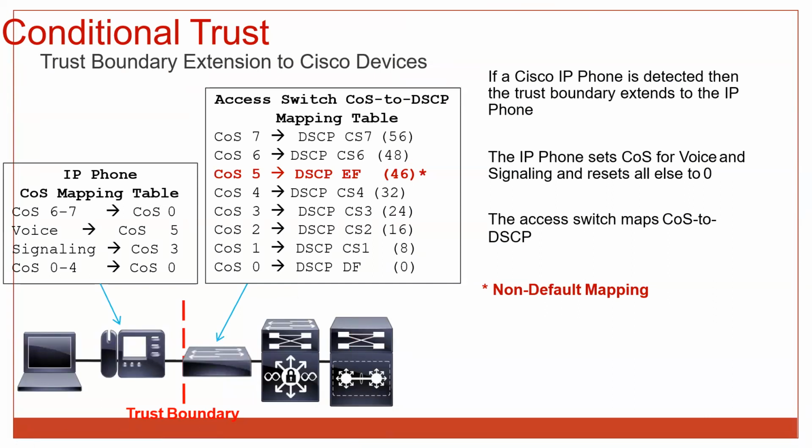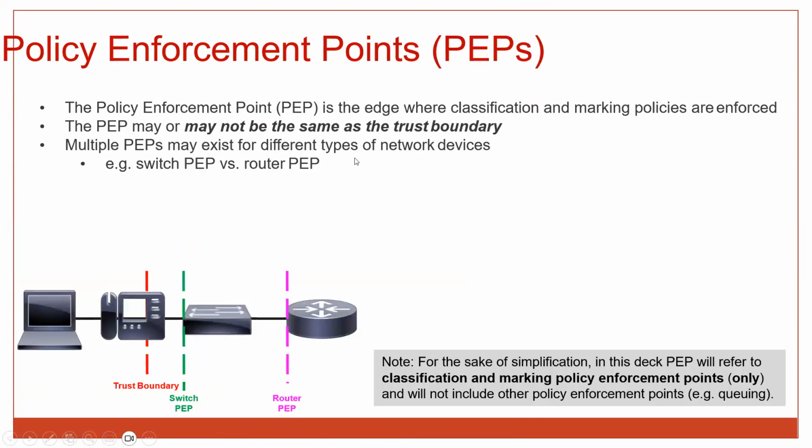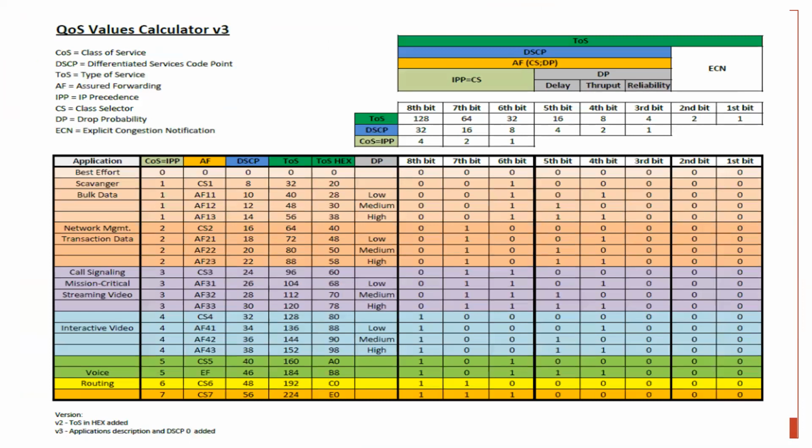Now in the next slide, you can see the trust boundary and the marking, and this table here. It is a little bit difficult to understand. So what we'll do, first of all, we'll understand COS and DSCP, and then we'll come back to this slide. I took this slide from the internet, and I have put it here in this PPT. Now you will understand this COS and DSCP.